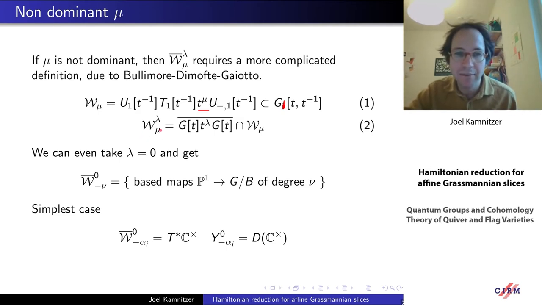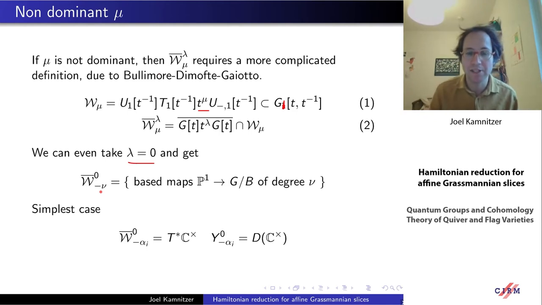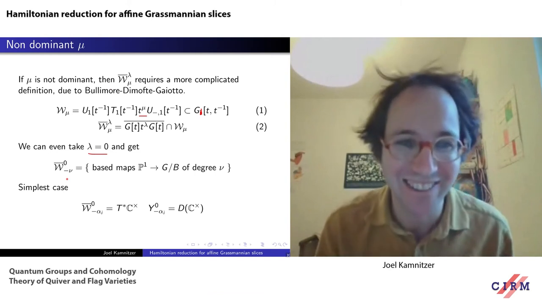And then from there, we can define W lambda mu by simply taking this W mu with the G[t] double coset through t^lambda, the closure of that, inside the loop group. And once again, let me just continue. If we take lambda to be zero, we can do that. And then this mu becomes, well, I'll write it as negative nu. It becomes something in the negative root cone. I should have mentioned that for W lambda mu to be non-empty, it means that lambda minus mu is in the positive root cone. So in this case, negative nu is in the negative root cone, so nu is in the positive root cone.